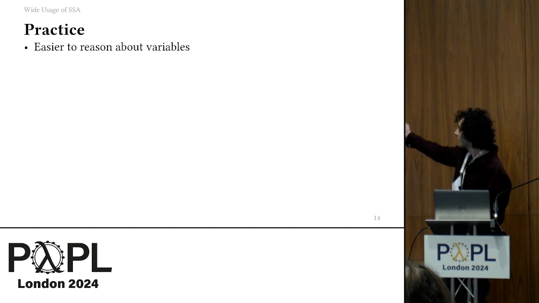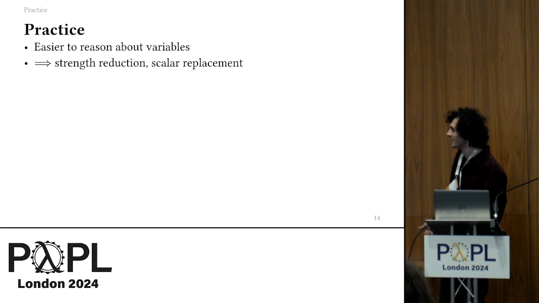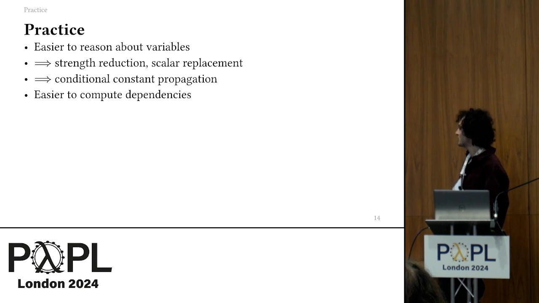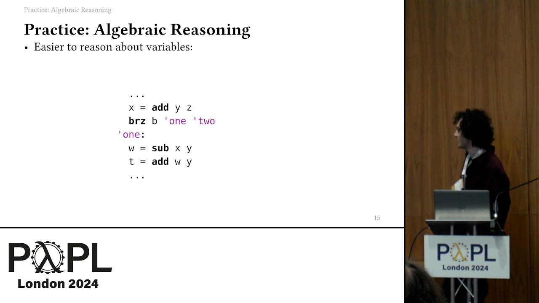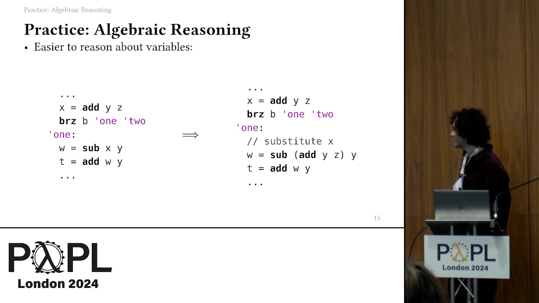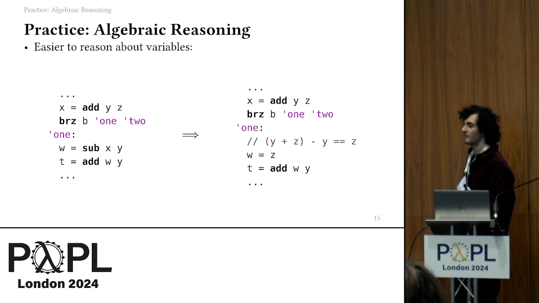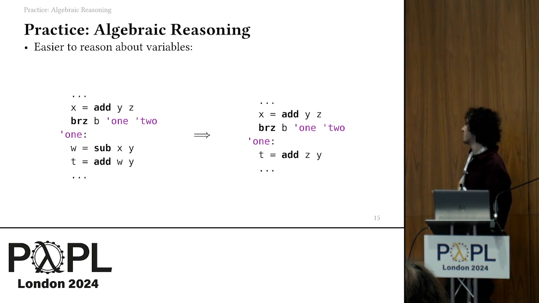Why? Well, it's easier to reason about variables. So you could do fun things like strength reduction, scalar replacement, constant propagation. It's also way easier to compute your dependencies, which lets you do data flow analyses and fun stuff like that. What does it mean by easier to reason about variables? Let's be precise. Let's say we have this little program here. Since I know that x is always going to be add yz, and I know that add yz is a pure operation, I can just substitute the value for x. That's always valid. And now I can do a little bit of algebra. Now I could just get rid of y, get rid of w. And that all just works, and I can use this when I'm writing an optimization pass, which is really nice.